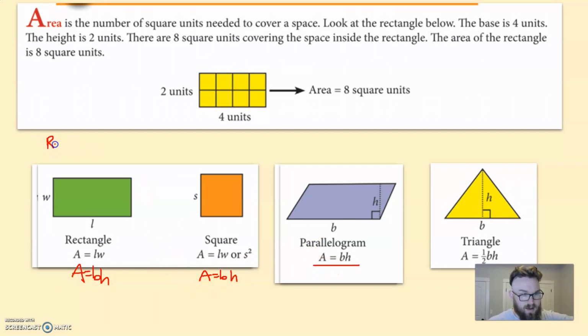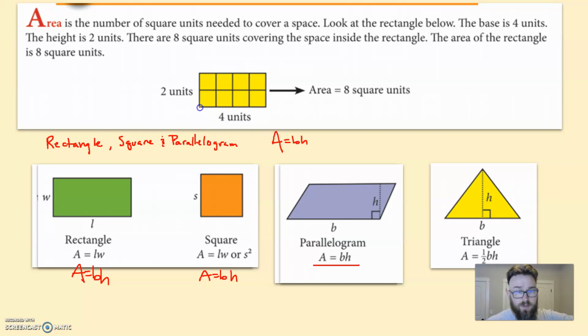So rectangle, square, and parallelogram have the formula area equals base times height.